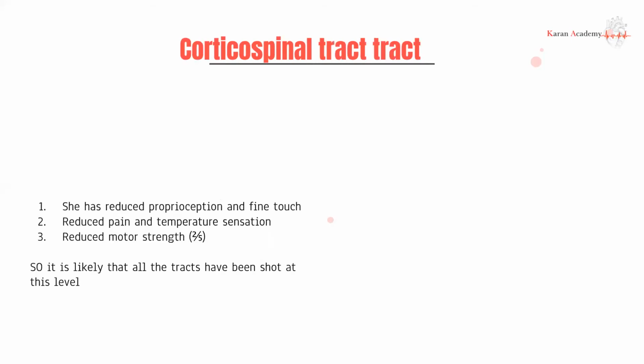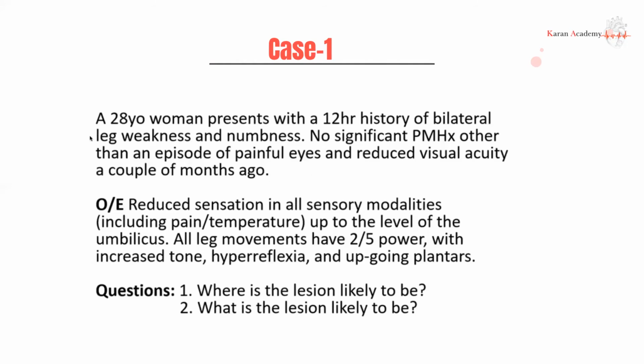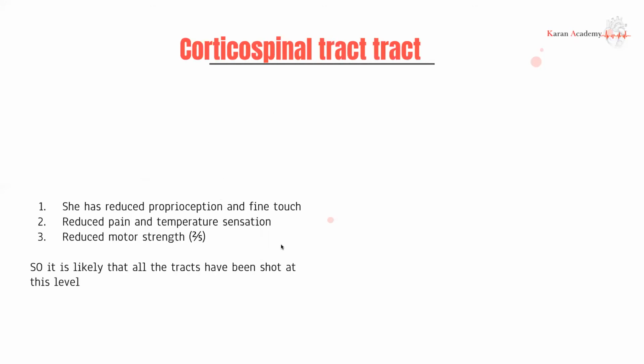Okay, let's break this down into a few important points. On physical exam, she has reduced sensation to all modalities: fine touch, proprioception, vibration, pain, temperature, all affected. Leg movements, all affected bilaterally, right? She also has increased tone, hyperreflexia, upgoing plantars, all upper motor neuron signs, which indicates that the lesion is somewhere in the spinal cord, which makes sense because she's also lost everything else. So I always want you to think of the 3 tracts we talked about.